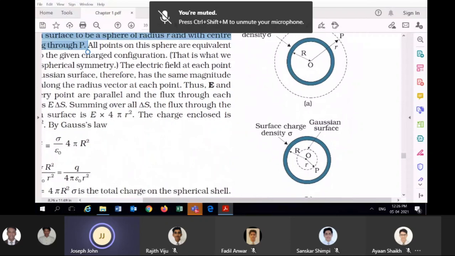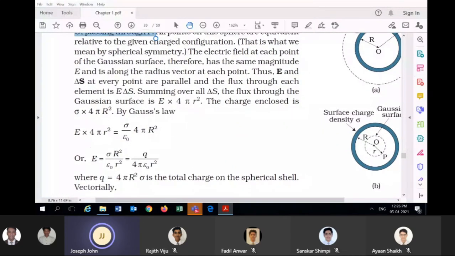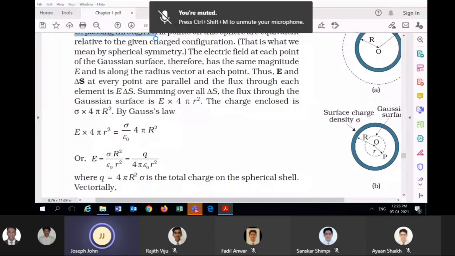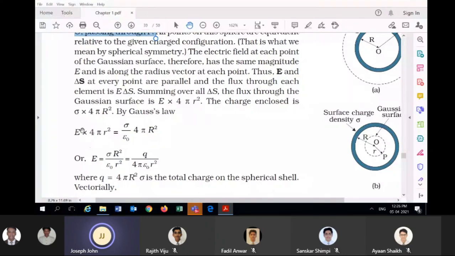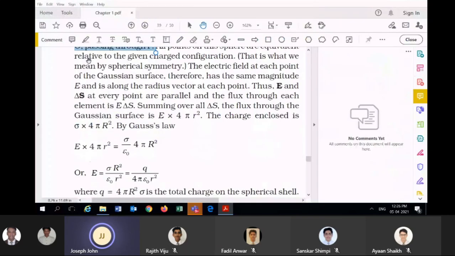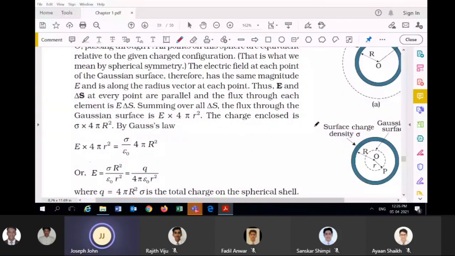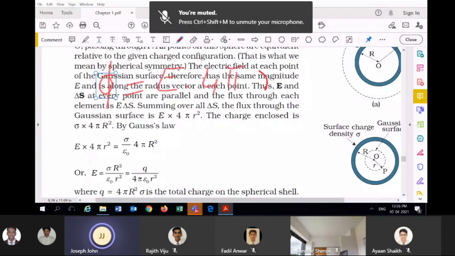Flux through the Gaussian surface. Write down: flux through the Gaussian surface phi is equal to E into 4 pi r squared. Small r squared only, okay? Equation number 1.